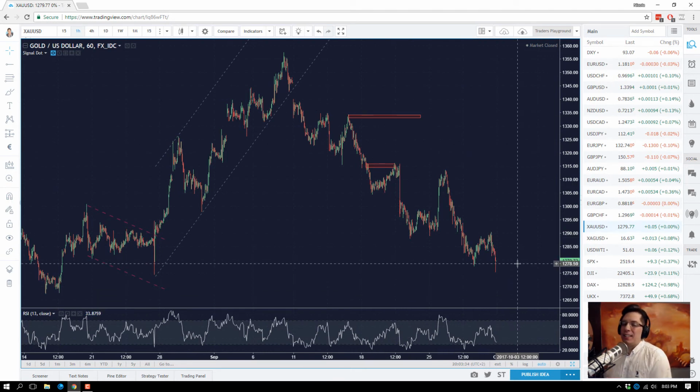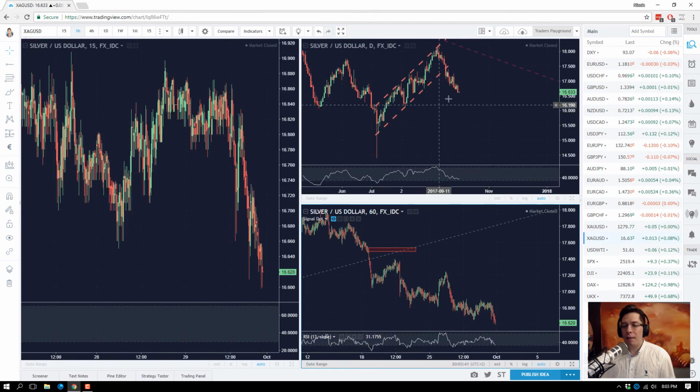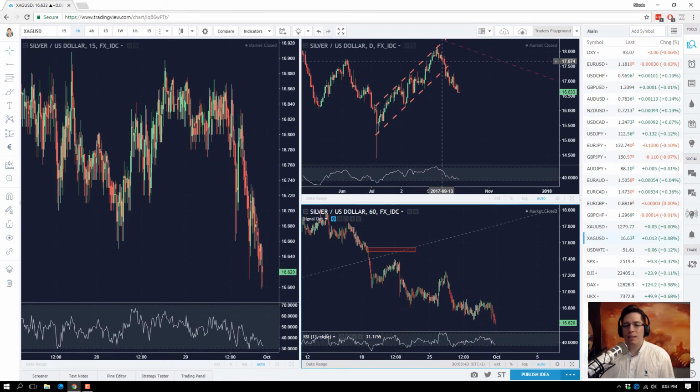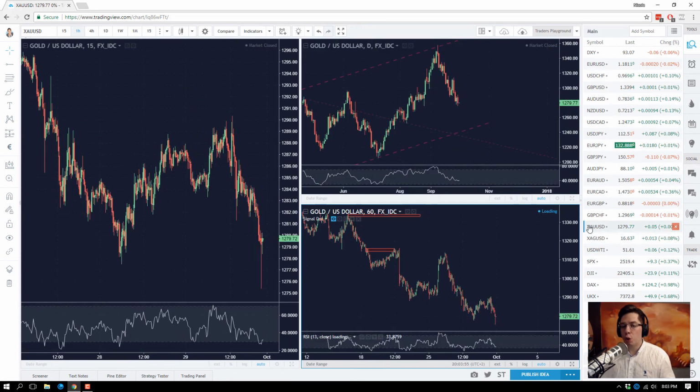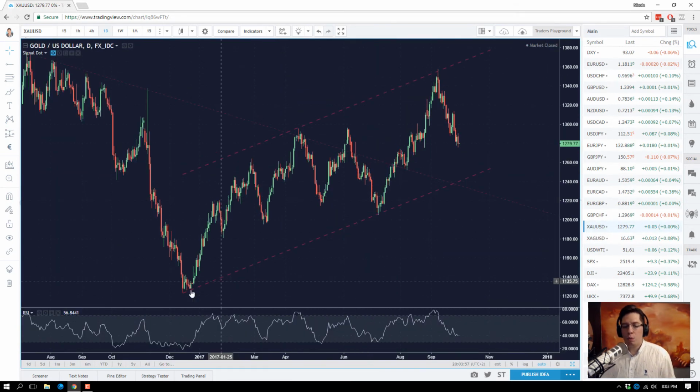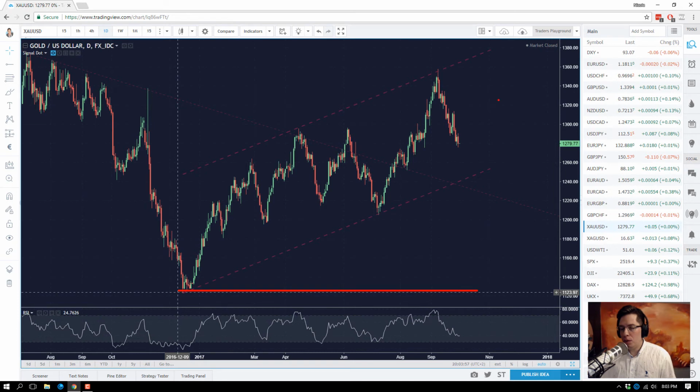So a decent ABC, like a zigzag, can be fine to look for the short side. The same would apply for silver, since we broke this channel. We are seeing a nice bearish momentum, so a pullback short is fine. Definitely not targeting new lows in either silver or gold. So I don't want to see a new low, but at least a short-term play, let's say 1260, would be fine.